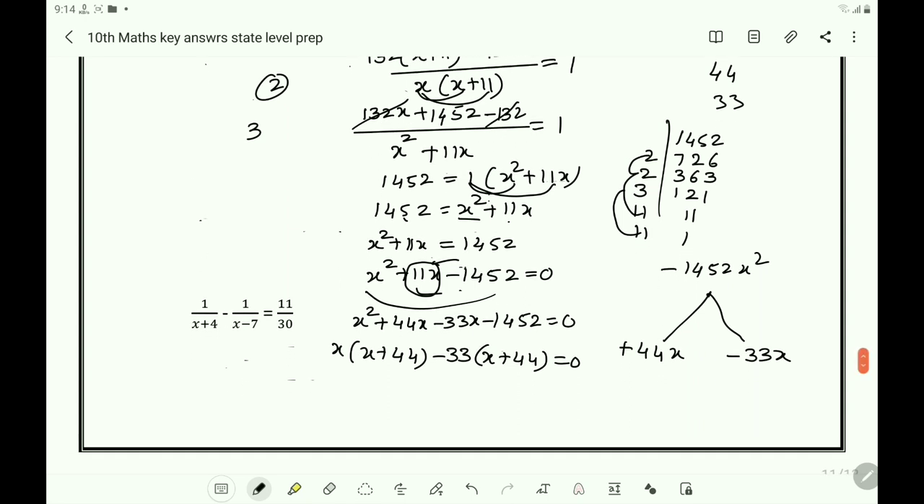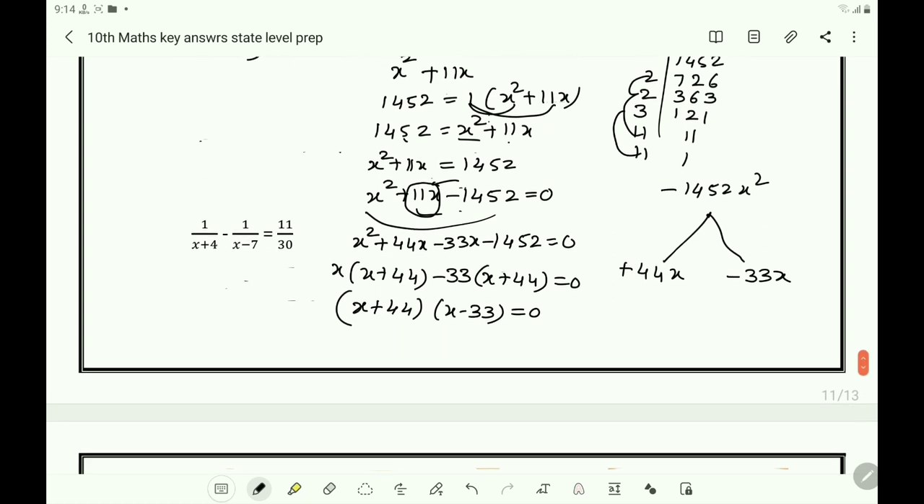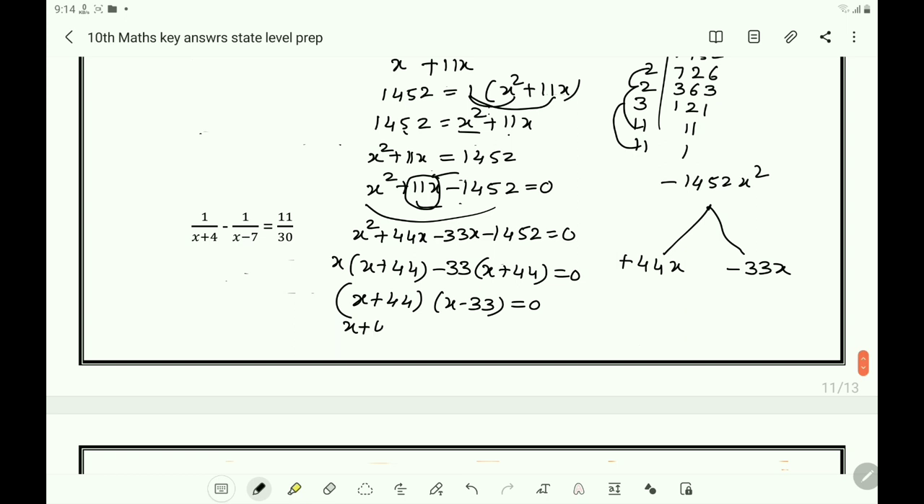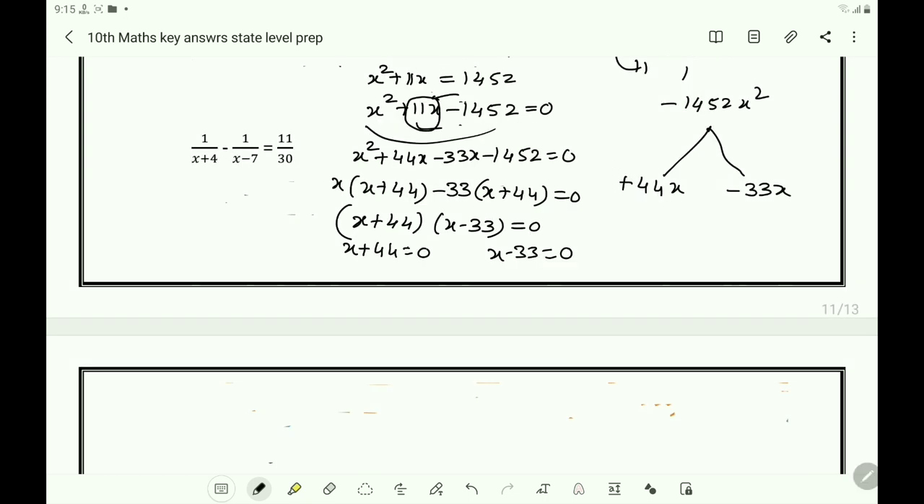Then you will get common x plus 44. x plus 44 into x minus 33 equals 0. So you take x plus 44 equals 0, equate each to 0. x minus 33 equals 0. Now you got two linear equations, x plus 44 equals 0, x minus 33 equals 0. So you solve for x: x equals 0 minus 44, which equals minus 44. Here x equals 0 plus 33, which equals 33.